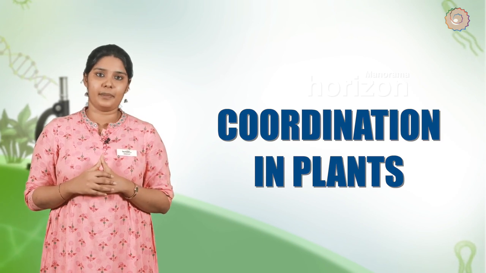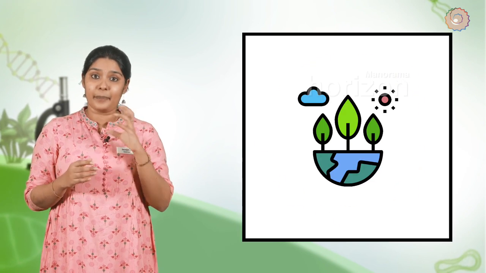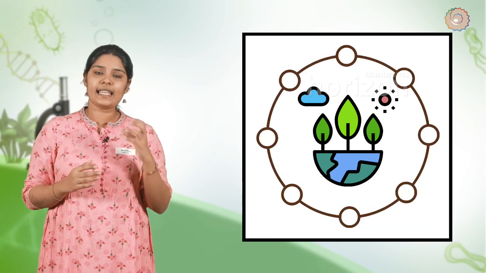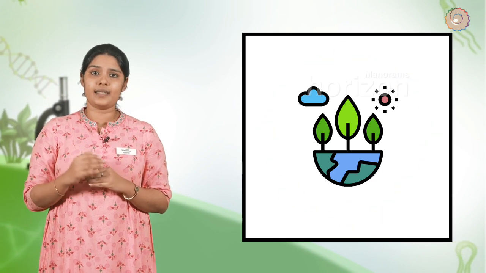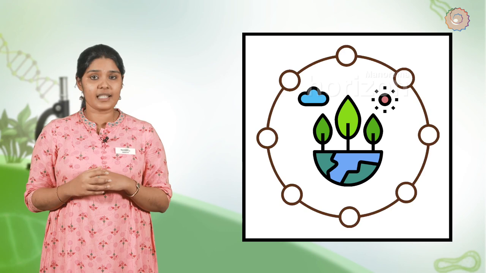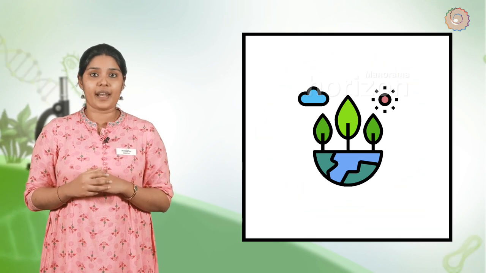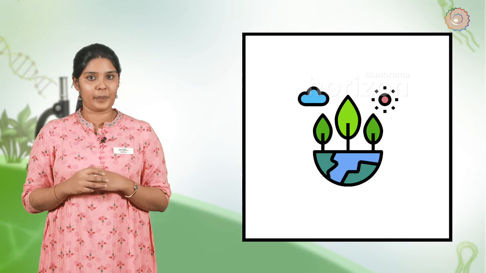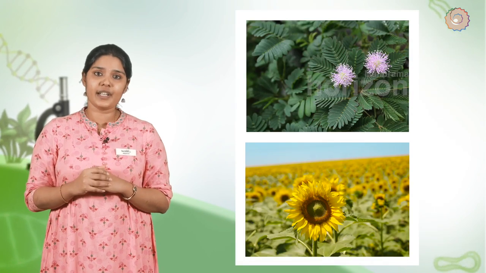What is coordination in plants? Coordination is the ability to use different parts of the plant together smoothly and efficiently. In plants, coordination is the result of a chemical system wherein plant hormones or phytohormones play a major role. Now we will study different types of movements in plants.